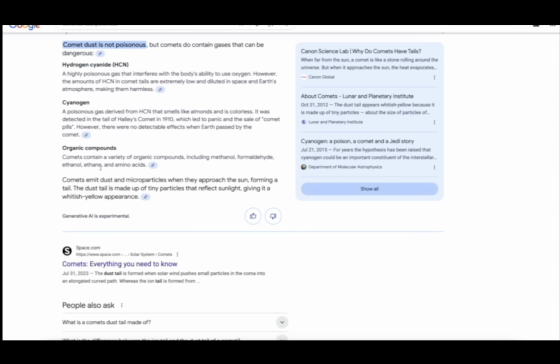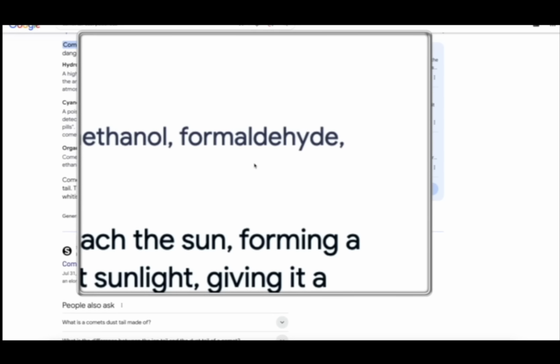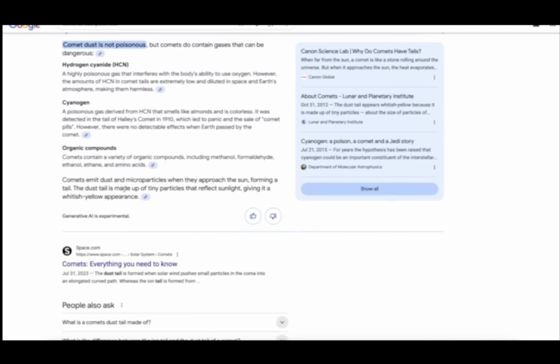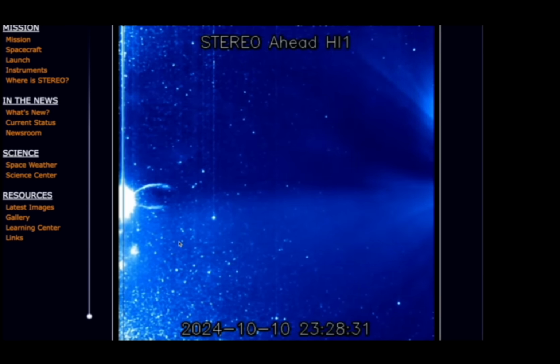Organic compounds. Comets contain a variety of organic compounds, including methanol, formaldehyde, ethanol, ethane, and amino acids. Comets emit dust and microparticles when they approach the sun, forming a tail. The dust tail is made up of tiny particles that reflect sunlight. Looks really white in this video footage.